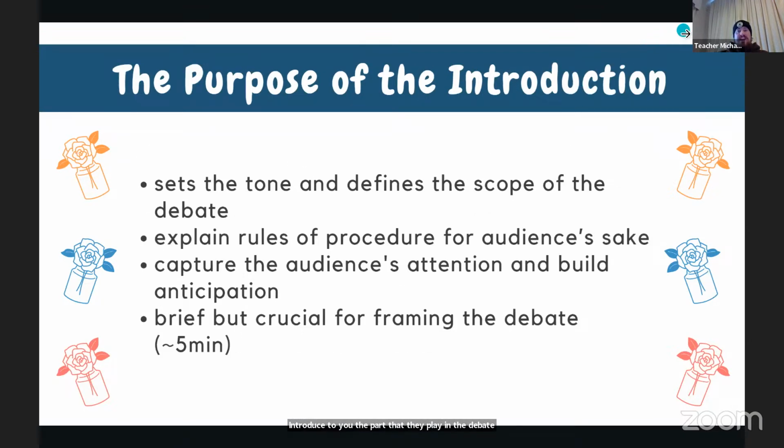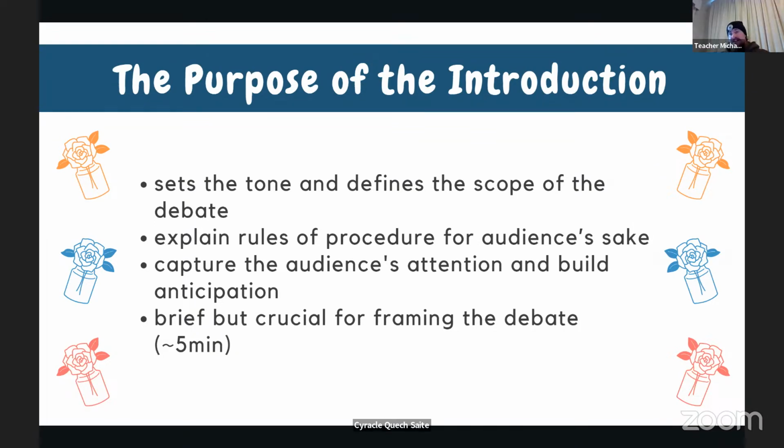Now, the purpose of the introduction speech, like we said just before, is to set the tone and define the scope of the debate. So it's basically going to introduce the topic and the motion, and it will also let you know which team will be arguing for which side of the debate.